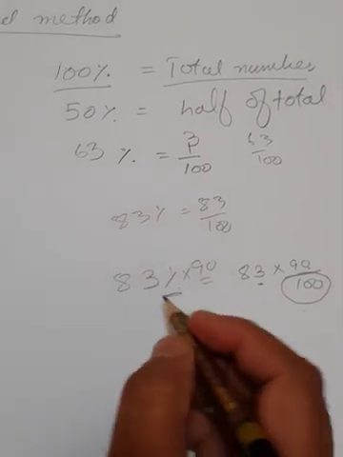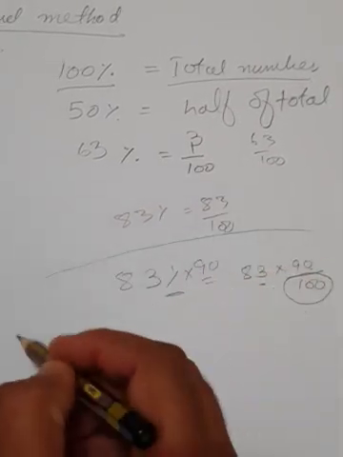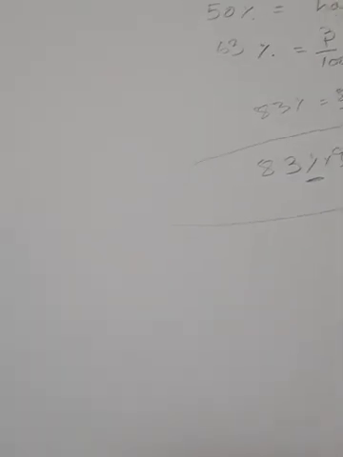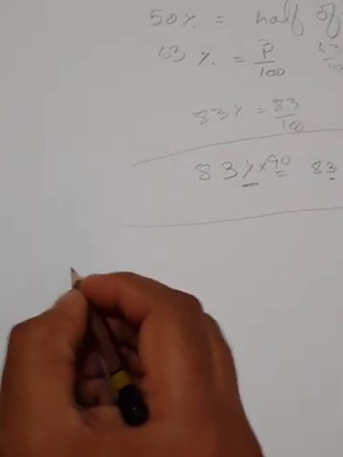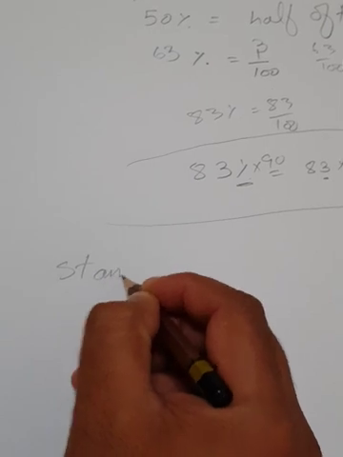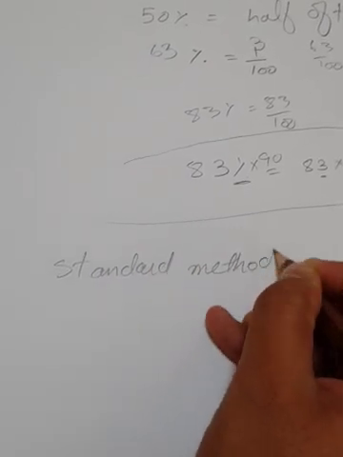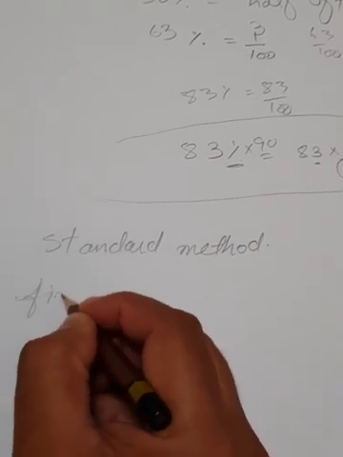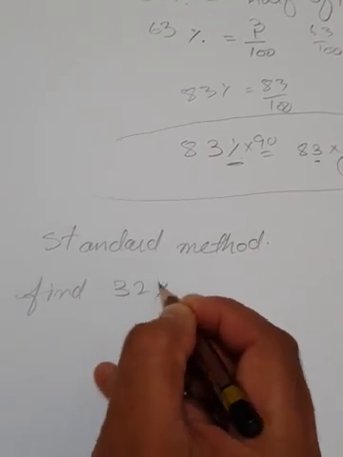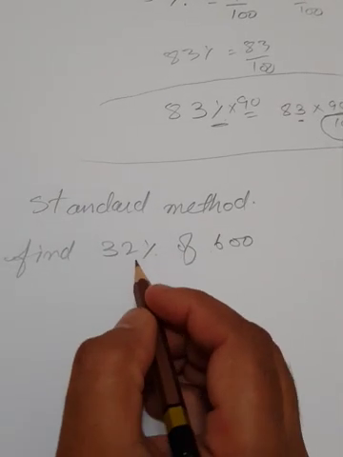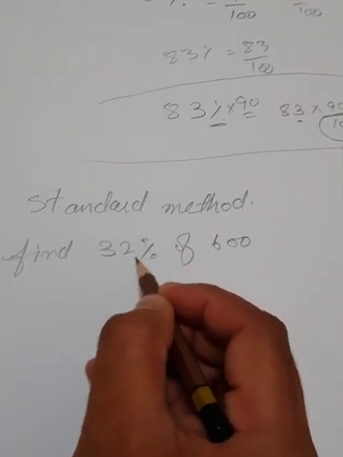Now I'm going to give you the basic idea about how many methods we have in percentages and how we can work with them. Number one method that I have, I call the standard method. In the standard method, if the question says, find 32% of 600, I know that the percentage sign is with 32.